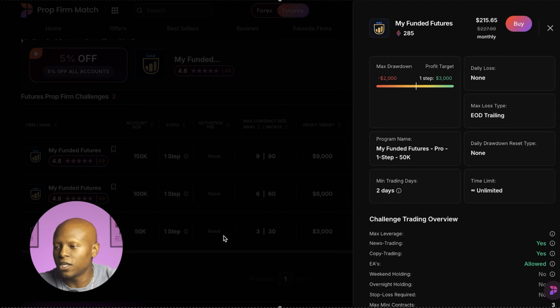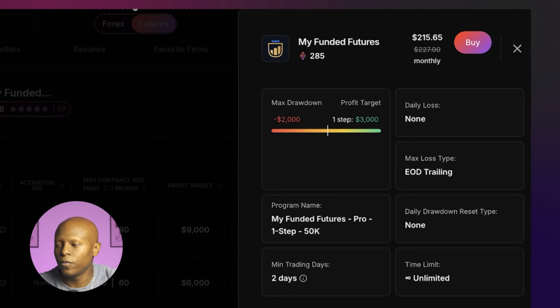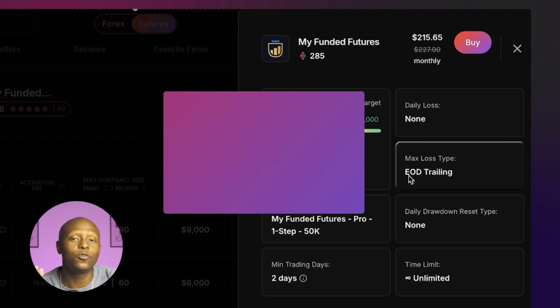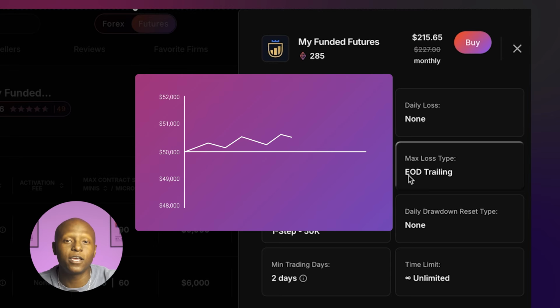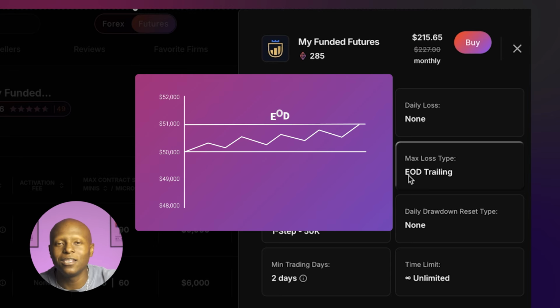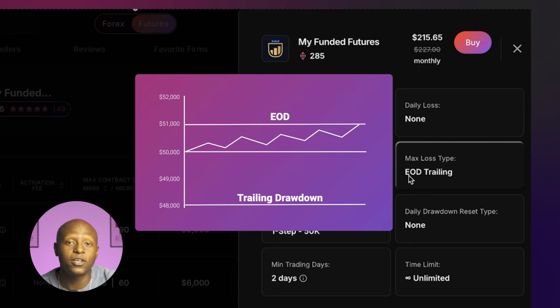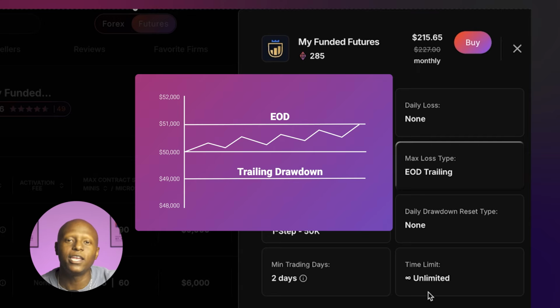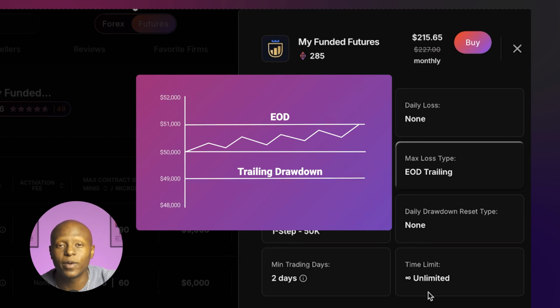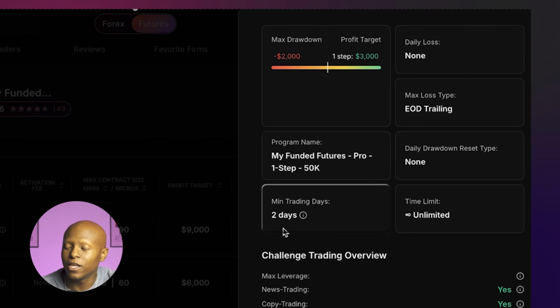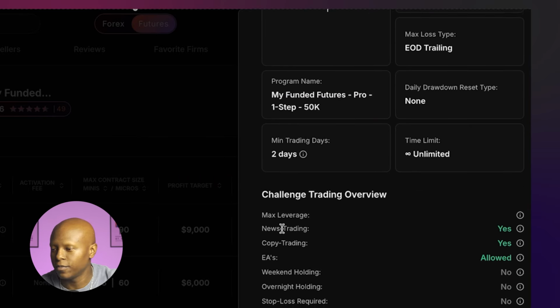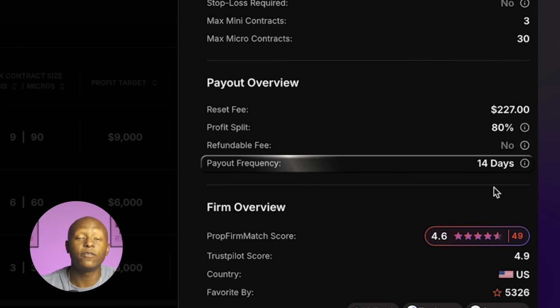If we click this challenge here, we can see a little bit more information about the firm. Their max loss type is an end of day trailing. What the end of day trailing means is, let's say you make $1,000 on your 50K account. That means your account balance at the end of the day is $51,000. Your trailing drawdown will go from $48,000 to now $49,000, and it'll continue to trail your max profit by $2,000. We can see here that the minimum trading days is 2, and we'll talk a little bit more about that later. In terms of the payout frequency, you can get paid every 14 days.